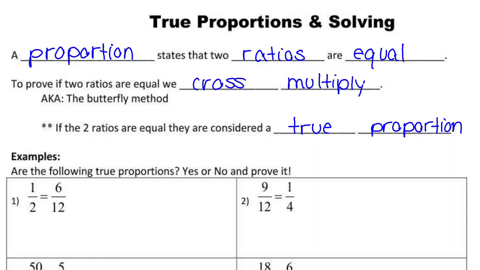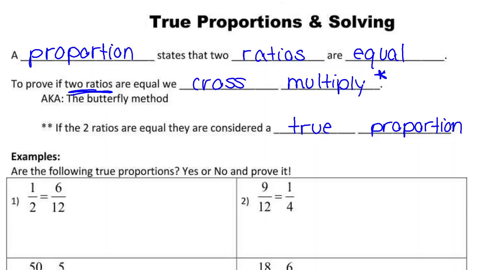So a proportion states that two ratios are equal. So it's doing the same thing as equivalent ratios with ratio tables, but it's actually an easier way to figure out, are two ratios the same equivalency? So in order to figure that out, we're going to take the two ratios and we're going to cross multiply them. Now, this is similar to the butterfly method if you learned that in elementary school, and this is the only time that we use the butterfly method in middle school.